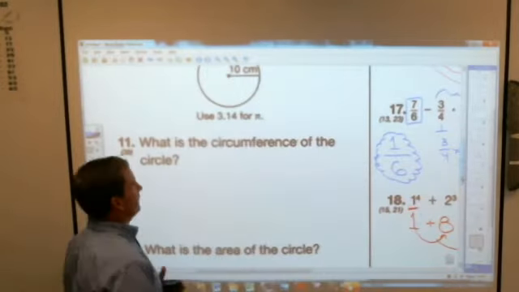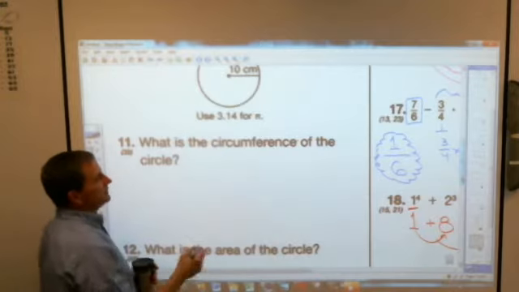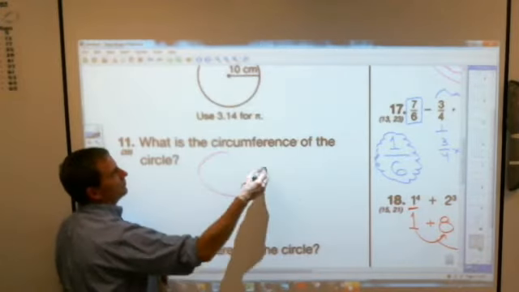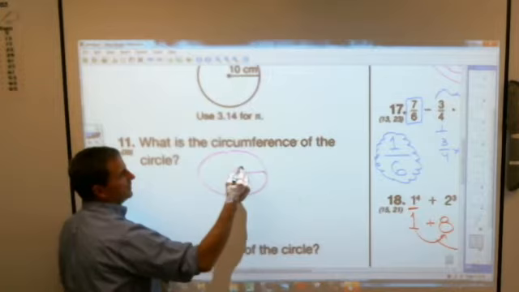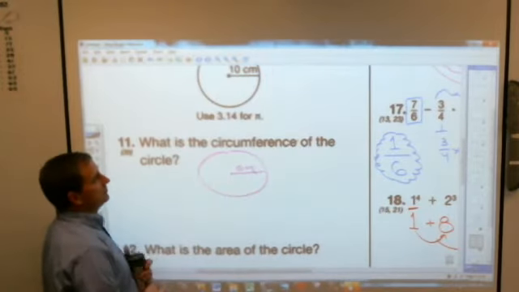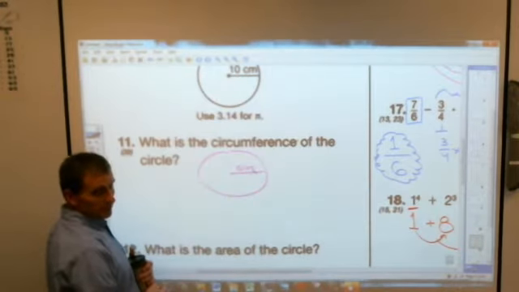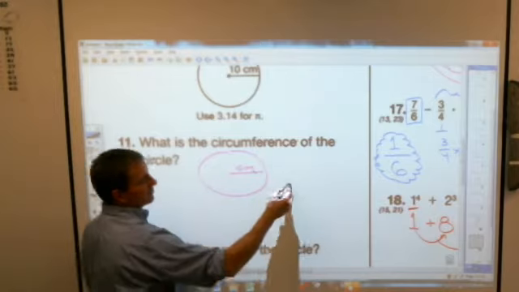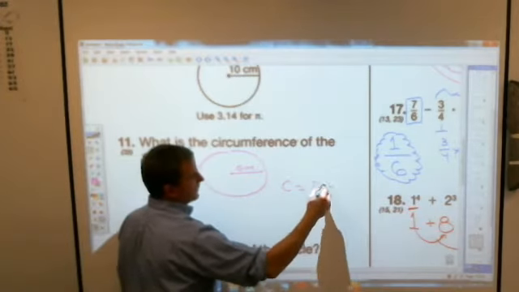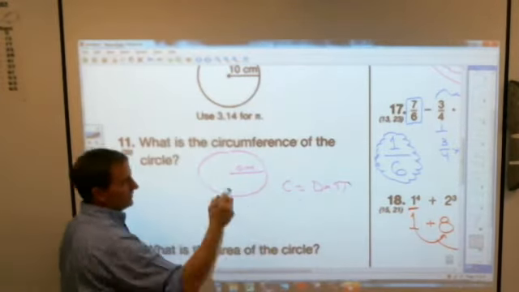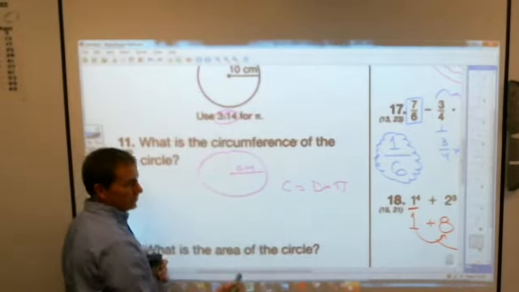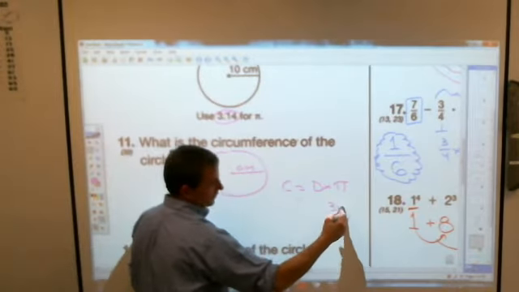What is the circumference of the circle? That is a tough one. So this was the circle. I'm guessing you wrote down the circumference formula? You did. What was that circumference formula? Okay, circumference equals diameter times pi. Usually go pi times diameter. And they told you to use this for pi. So did you? Yes. So you got 3.14.